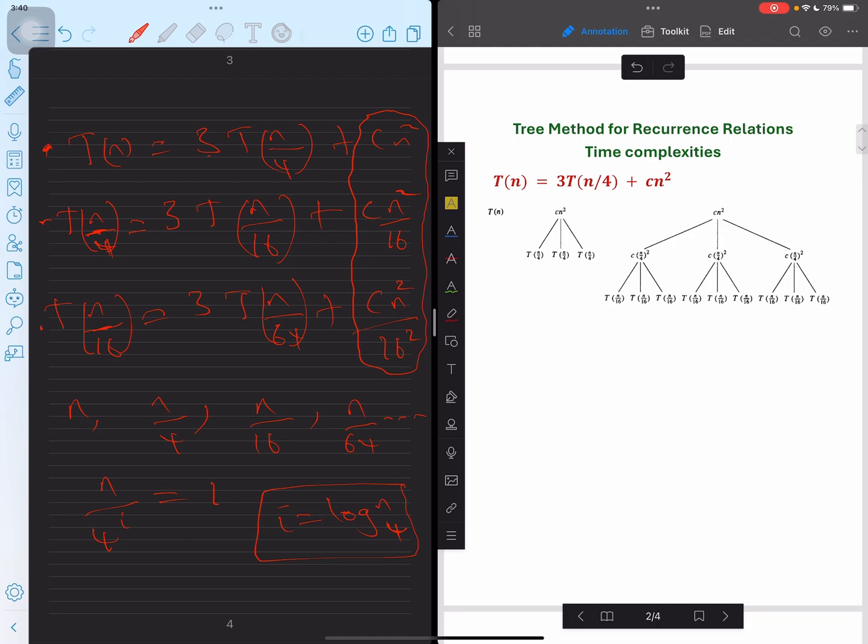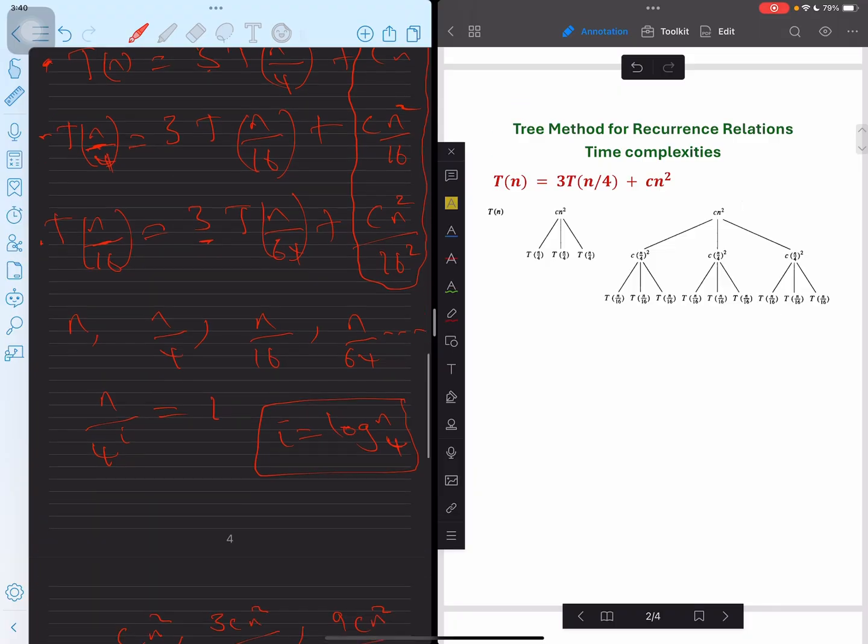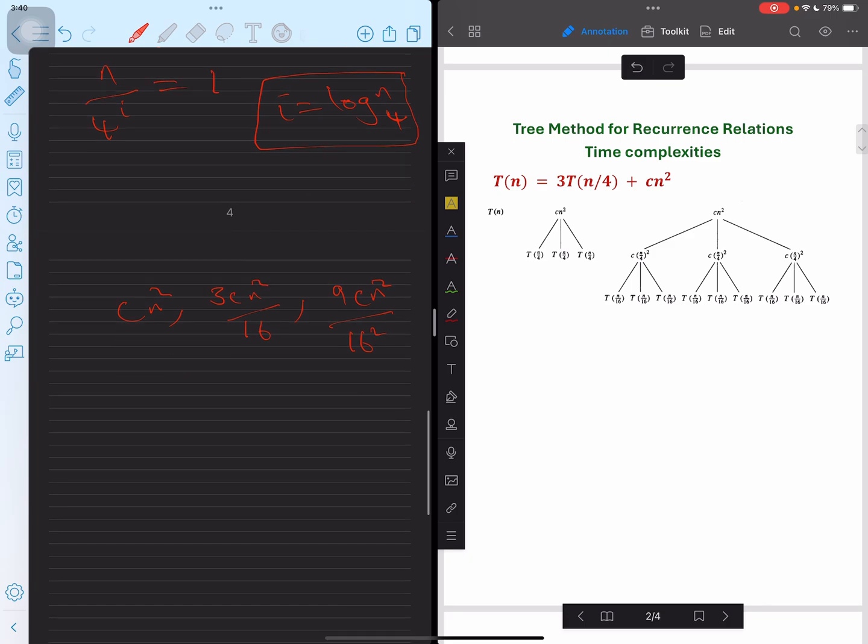Because each of these, look at this, each of these, Cn squared over 16 was produced by a singular T of n over 4. That means n over 16 produces Cn squared over 16, right? 3 times. You see that? Because this guy is for 1. That's the same thing you see going on here. So that's why I have Cn squared over 16 squared.